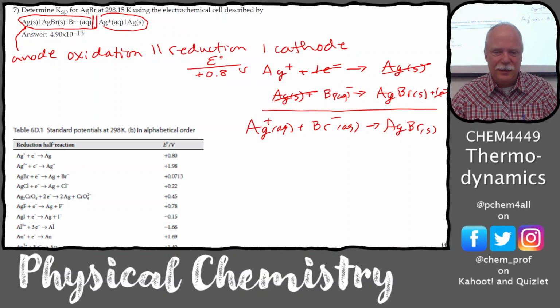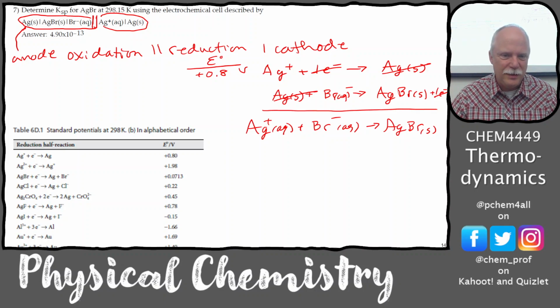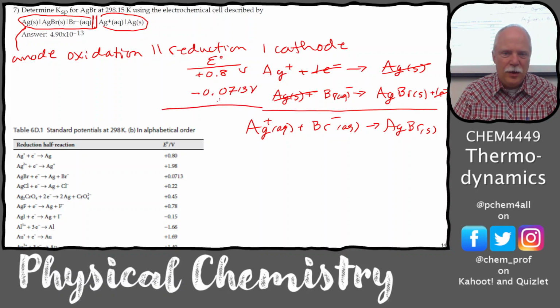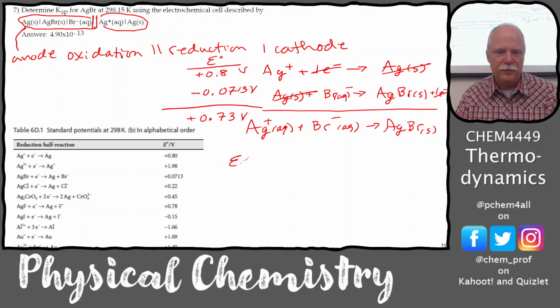All right, so we're looking at this table and we can see that it's 0.08, but it's written in reverse because it's an oxidation reaction. So it's minus 0.0713. You don't need all those extra decimal places, but volts. So that'd be 0.73 volts. All right, so that's the E cell.